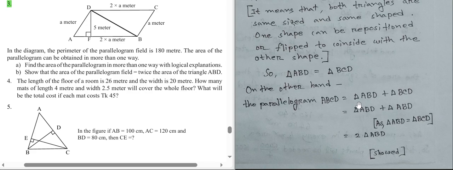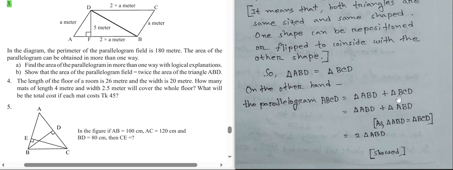So if we add these two triangles, we can find the area of the parallelogram ABCD. So triangle ABD plus triangle BCD is equal to the parallelogram ABCD. After that, triangle ABD plus triangle ABD.